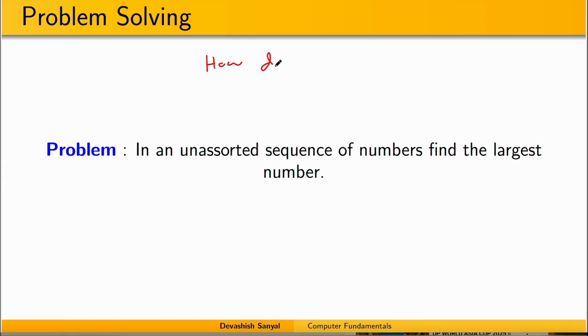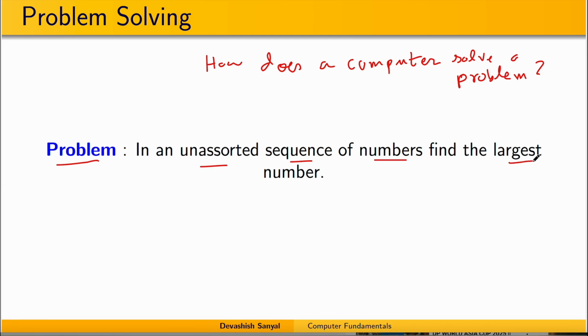So how does a computer solve a problem? So this is the question we are asking. Clear? So we'll start with this problem. In an unsorted sequence of numbers, find the largest number. Means we have to find the largest number from an unsorted sequence of numbers.